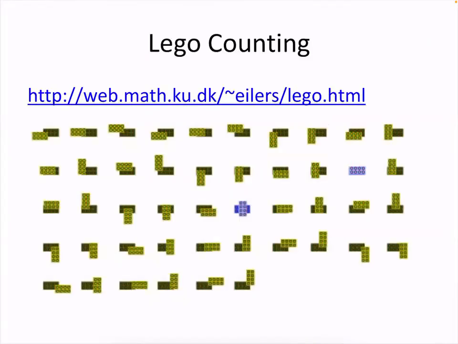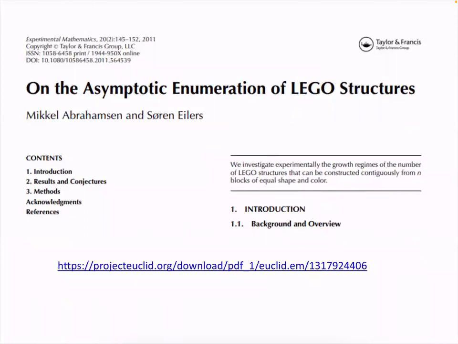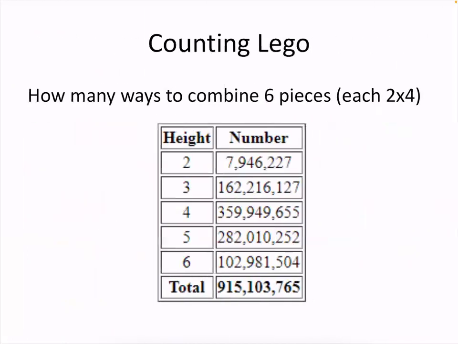So if we were looking at just 2 2x4 bricks, here's all the different ways to legally combine them in terms of having them at right angles or parallel. And then it just starts getting worse and worse and worse as you go higher and higher and higher. And so there's a beautiful paper on the asymptotic enumeration of Lego structures, which actually goes through and discusses exactly how you would prove all of this.